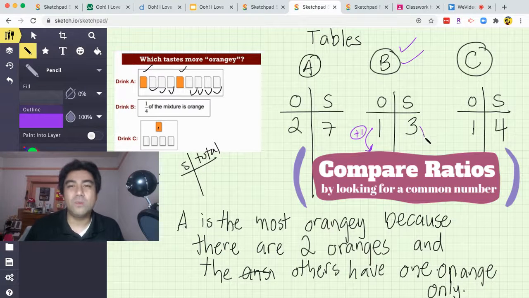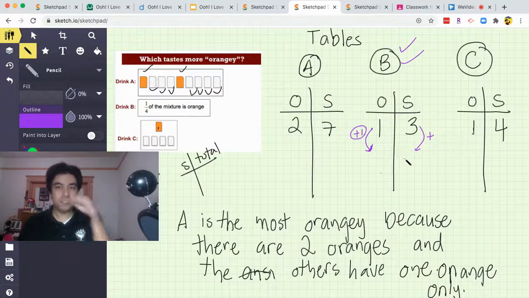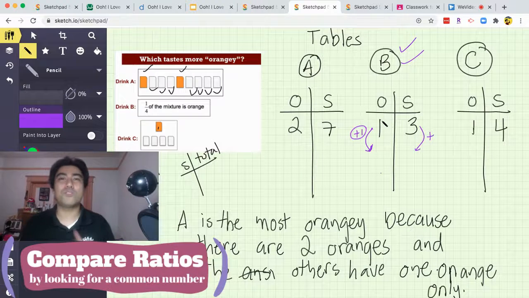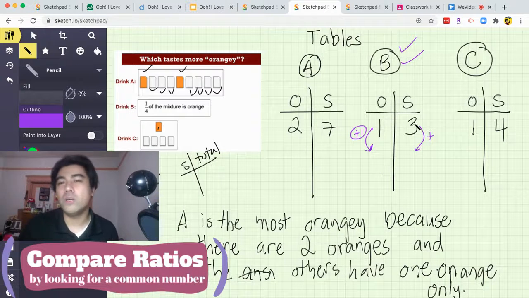Okay, I still want to make more of this same orange drink. So what am I going to add here? Well, what's the rule for drink B? The rule is 1 orange. For every 1 orange, you gotta put 3 soda.